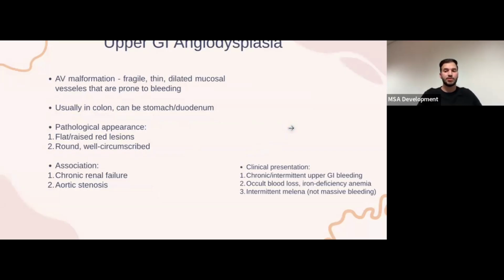Now, another concept, which is the upper GI angiodysplasia. This causes massive upper GI bleeding, and this is arteriovenous malformation where we have fragile, thin dilated mucosal vessels. They happen usually in the colon and the stomach or duodenum. How do they appear pathologically? It's a flat raised red lesion. It's associated with aortic stenosis and chronic renal failure. How does the patient present? A chronic upper GI bleeding, occult blood loss. So the patient is having blood loss, but from where he doesn't know. We may have IDA and intermittent melena.